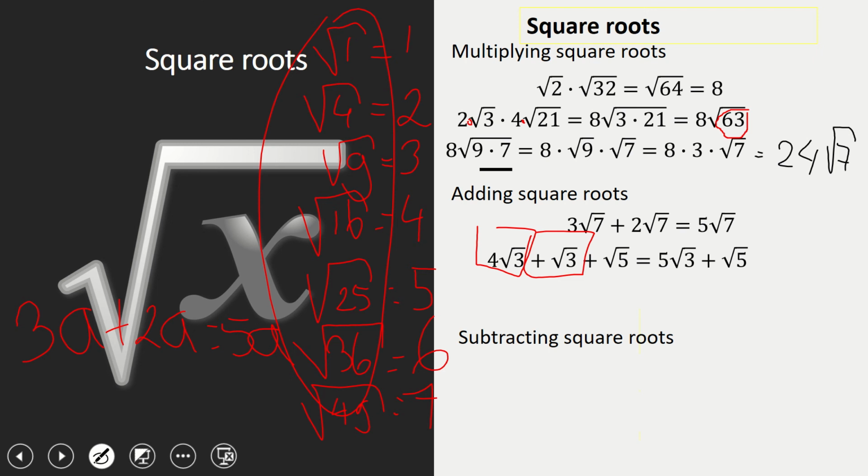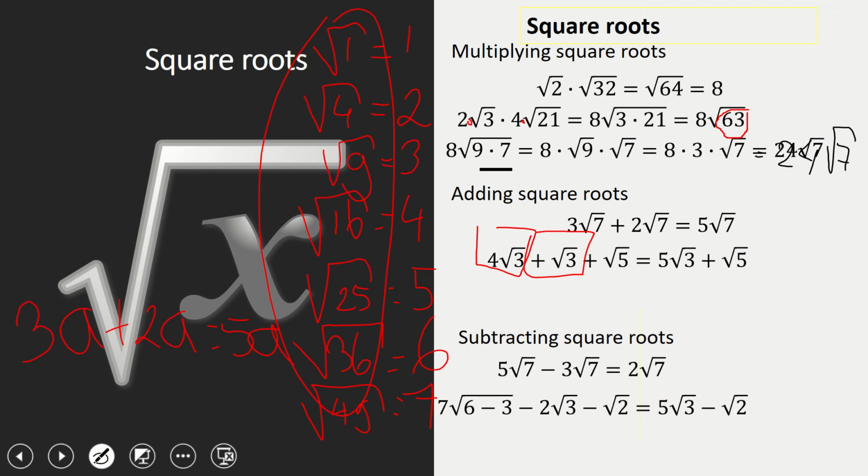How does that work with subtracting square roots? Well, that actually works the same as adding. So what we do is that we have 5 square root of 7 minus 3 square root of 7. It's the same as 2 times the square root of 7. Since we do just 5 minus 3, I would just stick the square root of 7 behind it.